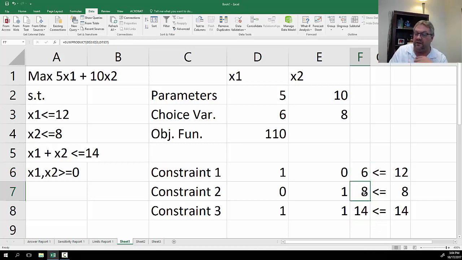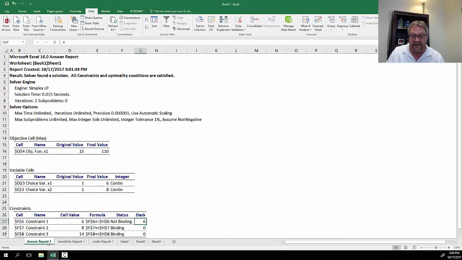Now notice here in constraints 2 and 3, 8 equals 8, 14 equals 14. So we would call these constraints binding, right? As a result, they don't have any slack, okay? So your binding constraints don't have any slack, whereas your non-binding constraints are going to have what we call slack, all right? So all this information is right here in the answer report.